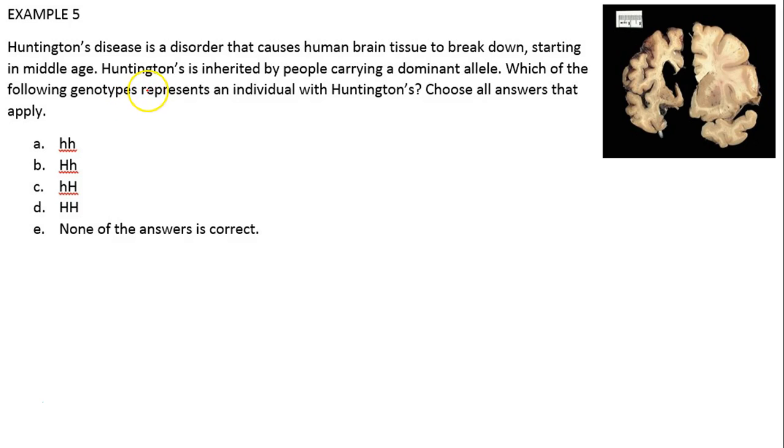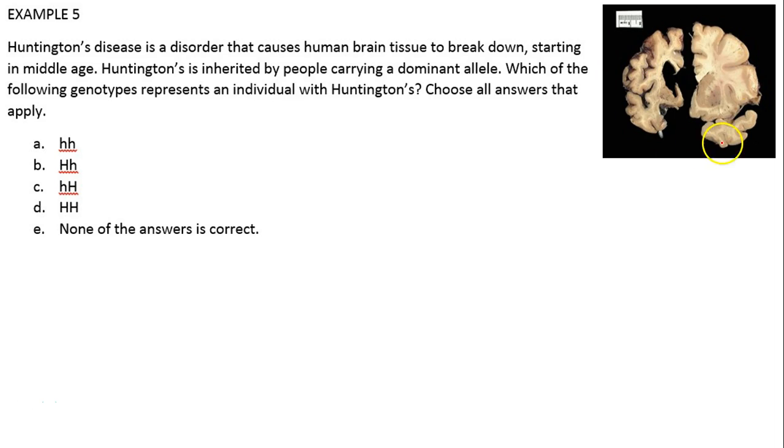Okay, here's another example similar to example 4. So that means we won't even have to draw a Punnett square to solve this one. It says Huntington's disease is a disorder that causes the human brain tissue to break down starting in middle age. Middle age is about 40, 50. Huntington's is inherited by people carrying a dominant allele. Okay, which of the following genotypes represent an individual with Huntington's?